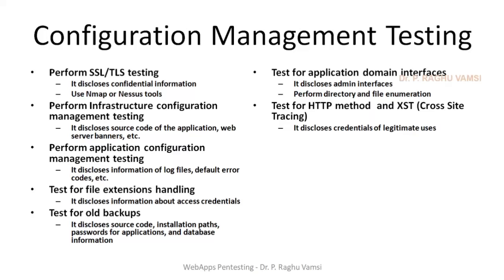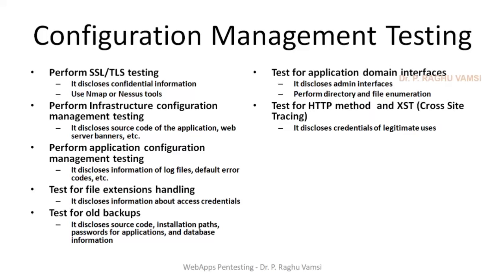Next, test for old backups. That means it discloses the source code sometimes. The hackers, the system developers may use some backups. In that, sometimes they may find source codes, they may place source codes or installation paths or passwords for the applications, old passwords, some database related information. So test for old backups if any are present in the web application.